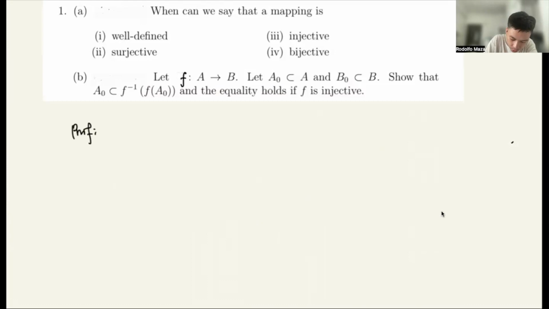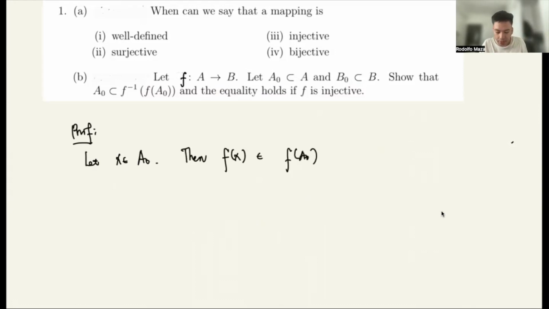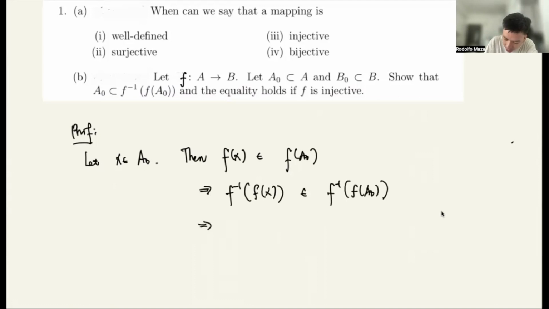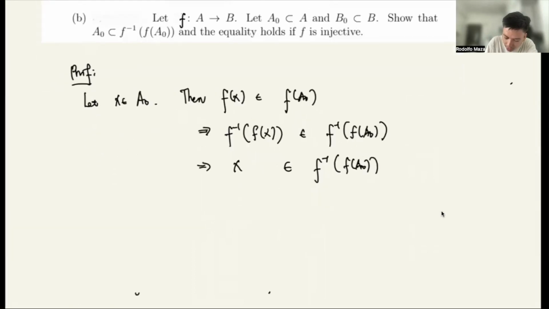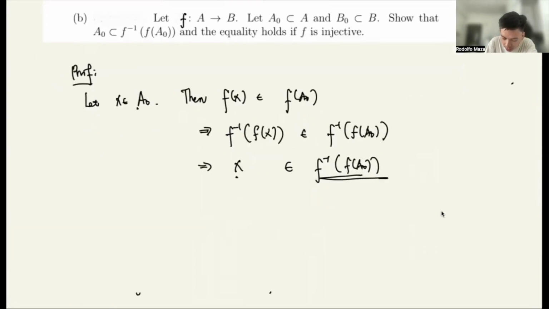Ang drop lang to ha. So, let X in A sub 0. So, anong magiging mangyari yan? So, then, yung F of X mo is an element of F of A sub 0. Tama? Okay. By definition of a function. And then, anong mangyayari? Ita-drop ko na lang to, so mag-a-arrow lang ako. F inverse of F of X. So that's the same as element of F inverse of F of A sub 0. What is F inverse of F of X? Di ba that's X? So ibig sabihin, it's an element of F inverse of F of A sub 0. So dahil yung X mo na galing kay A sub 0, naging element niya dito. So the conclusion is A sub 0 is a subset of F inverse of F of A sub 0.